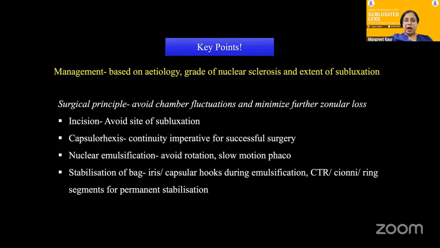Nuclear emulsification, avoid rotation, do a slow motion phacoemulsification with lower parameters, and femtosecond nucleotomy will help you get pre-fragmented pieces. Stabilization of the bag is important with iris or capsular hooks during emulsification, capsular tension rings, Cionni ring segments for permanent stabilization.